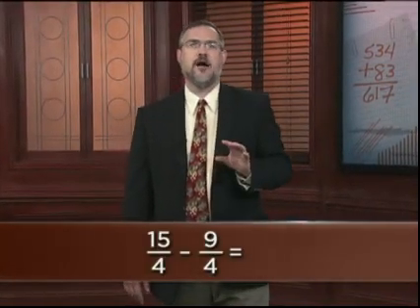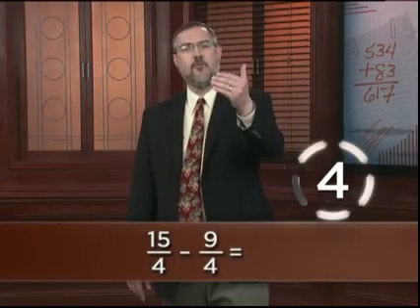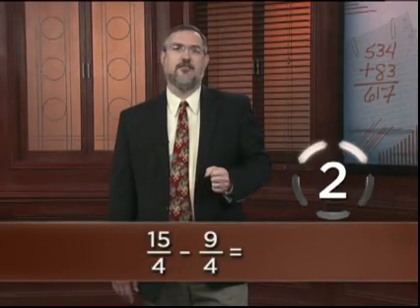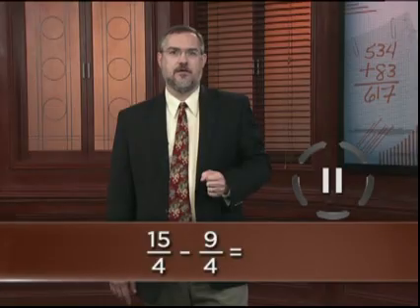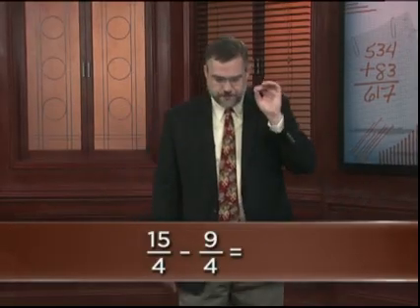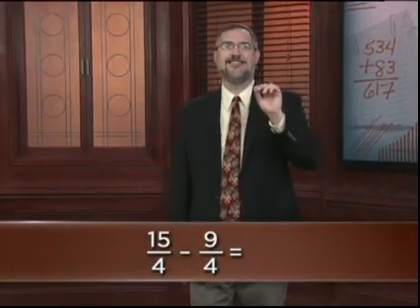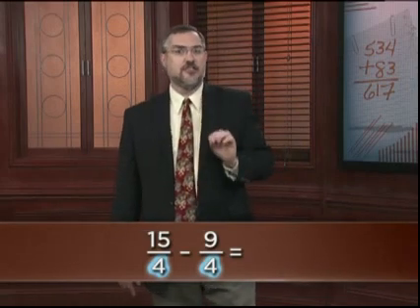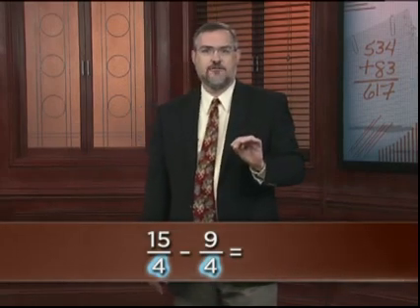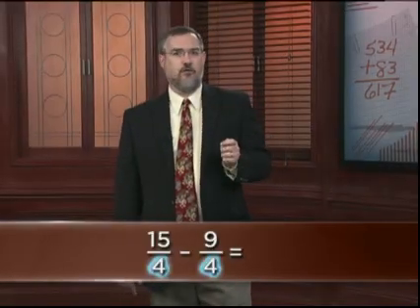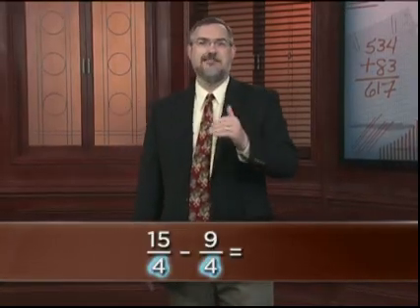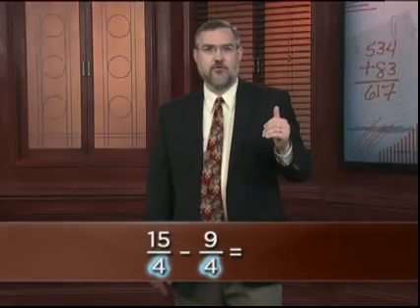Let's calculate 15 over 4 minus 9 over 4. And why don't you look at that first, and then we'll come back together. Now, first things first. The first thing you want to look at is the denominators. And in this case, the denominators of the two fractions are the same. That is fabulous. They're both 4, and because of that, it makes the problem very straightforward to do.